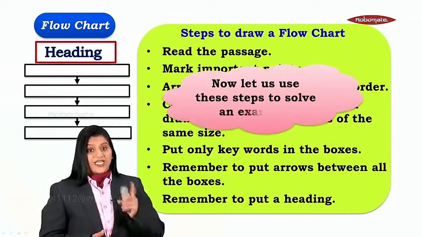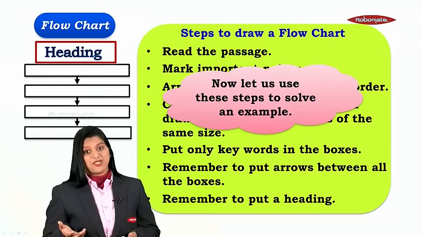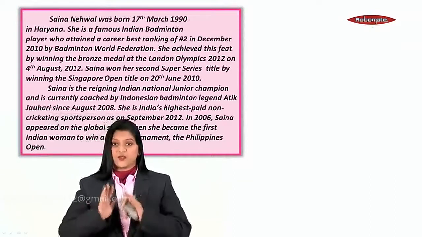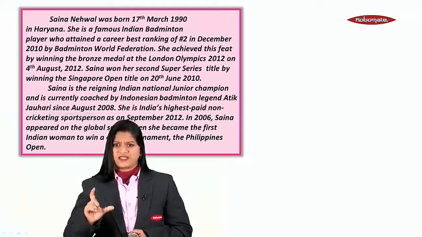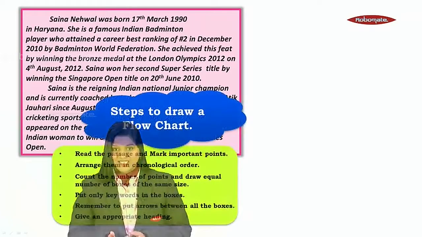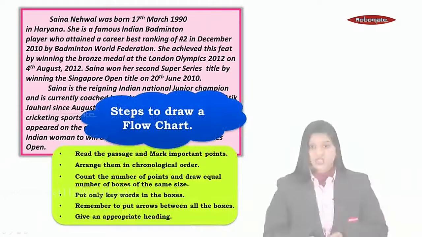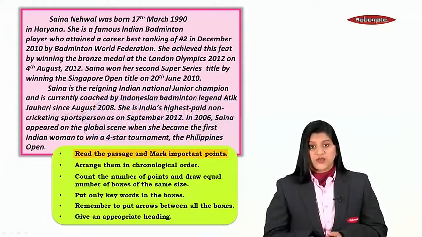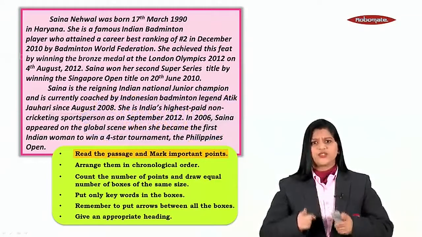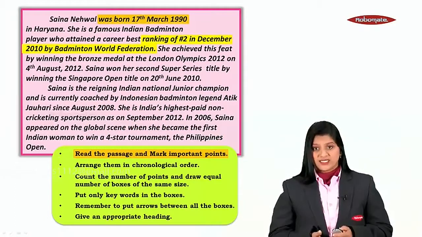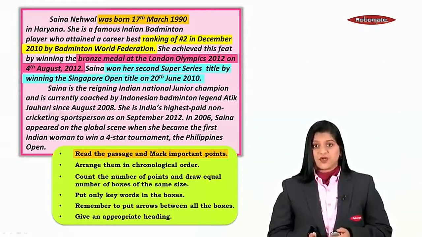Okay, now let us use these steps to solve an example. Otherwise, it's going to be a bit difficult to understand what this means. First of all, in your question paper, they will give you a passage like this. A small passage about 20 to 25 lines. Now, steps to draw a flow chart we have already read. Read the passage and mark important points. So that is going to be your first step. So go through the entire passage thoroughly. As you're reading, mark important points like this. Whatever you feel is important and should go into the flow chart should be marked.